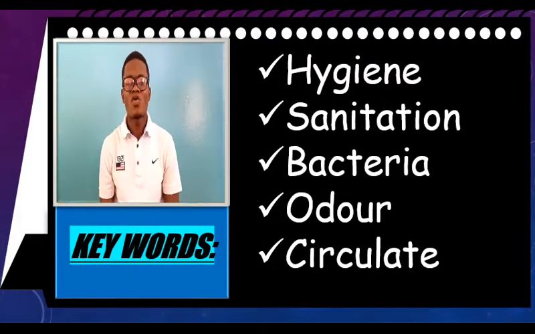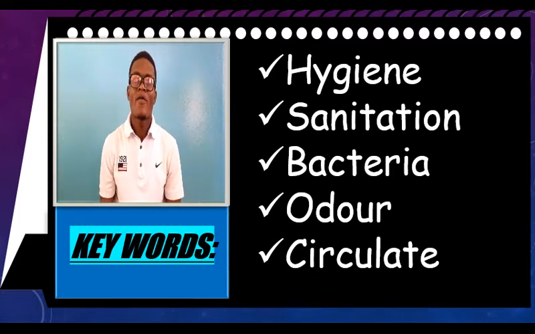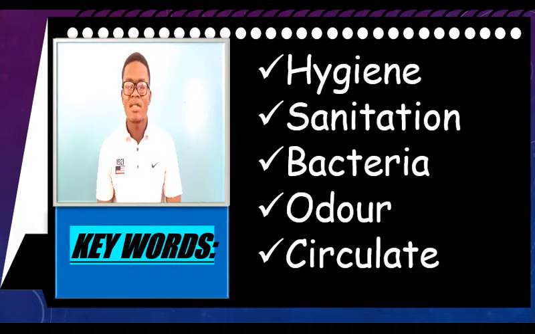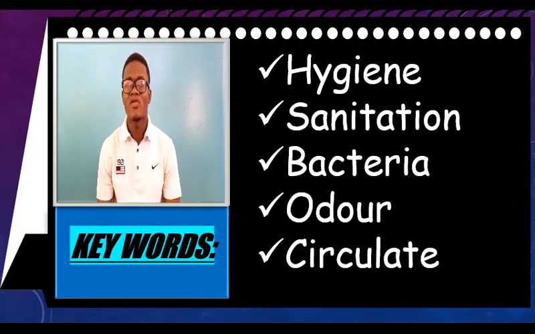So let's go through the keywords regarding the lesson. We have 5 of them: hygiene, sanitation, bacteria, odor, and circulate. Let's go through the words one more time, and this time I would like you to repeat them after me as you normally do. Hygiene, sanitation, bacteria, odor, circulate.